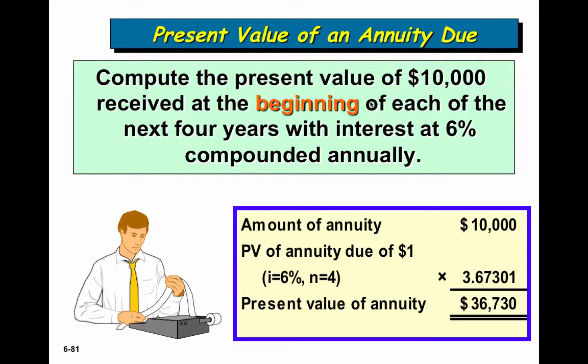or conversely, what you can also do is look up the factor for 6%, 3 periods in the present value of an annuity table, ordinary annuity, and then add 1 to that factor. Either way will get you to the 3.67301 that you see here.